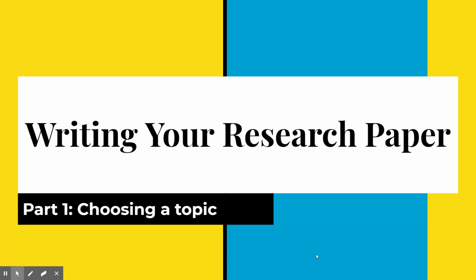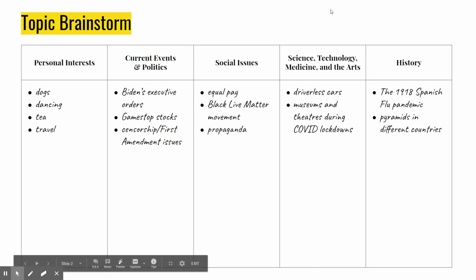So, getting started. You're writing a research paper. If you're me, maybe the hardest part of writing is figuring out what to write about. This is especially true when your teacher says you can write about anything. The freedom is nice, especially after all those essays you've had to write about books you read in class. But anything? There are a lot of things out there, so where do you start? You start with a brainstorm.